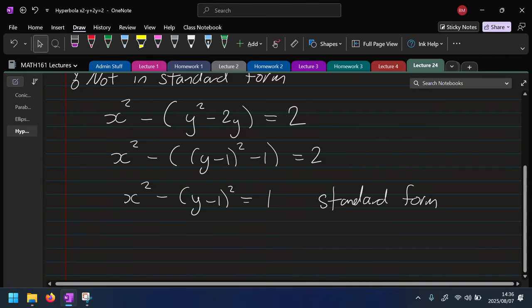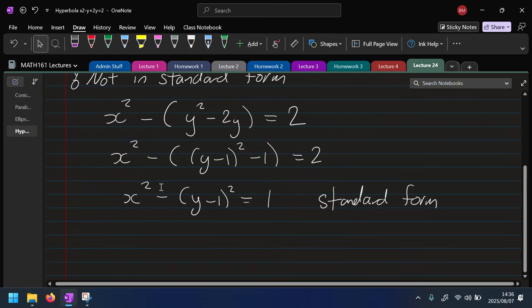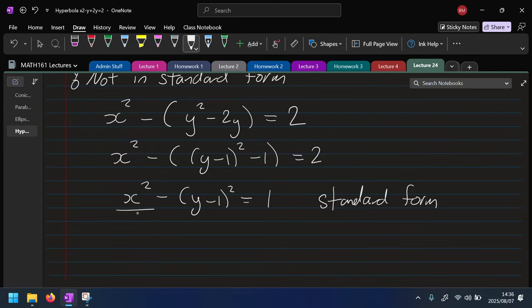Okay. And from the standard form, we see that x is not shifted, so that stays where it is, but y is shifted up by 1. So whatever points we get, vertices, focal points, asymptotes, all of those, once we found them, we need to shift them up by 1. So you find them in the normal way, and then shift up. Okay. Also, notice that these are just divided by 1. Okay. So a squared and b squared are both 1 in this case.